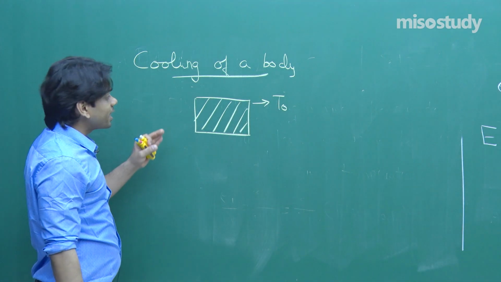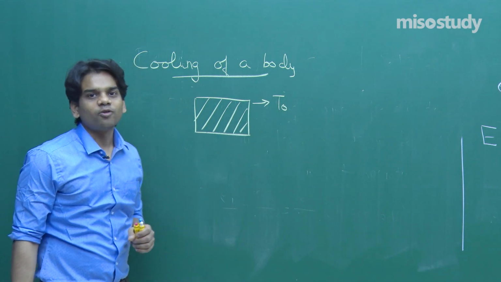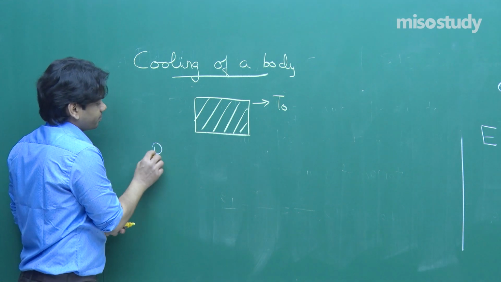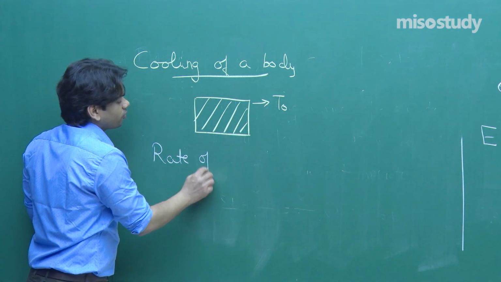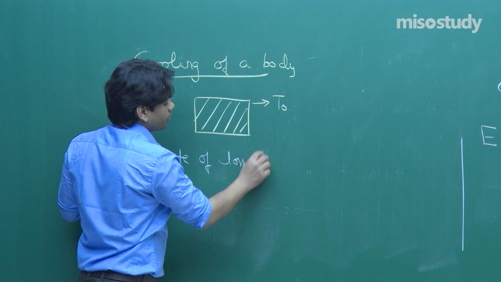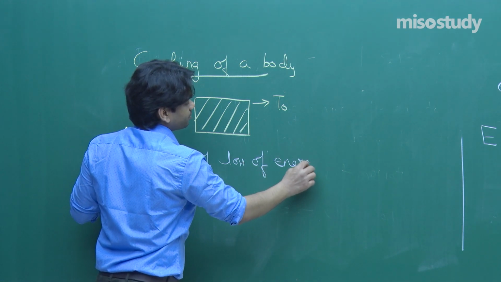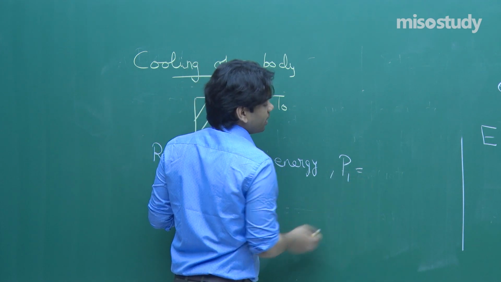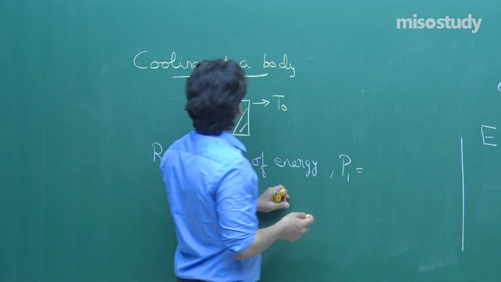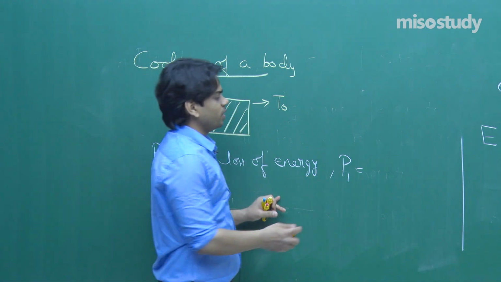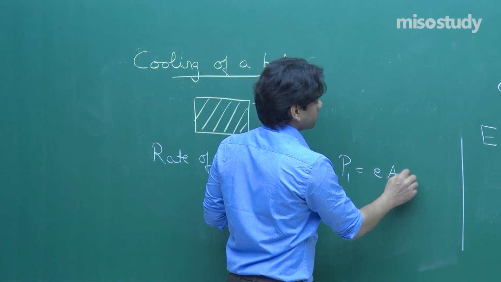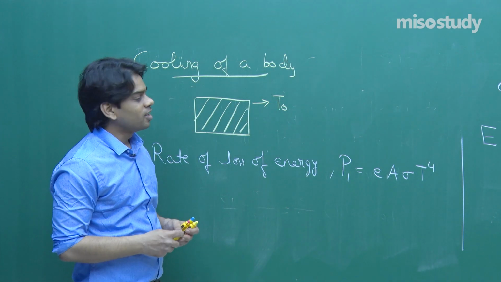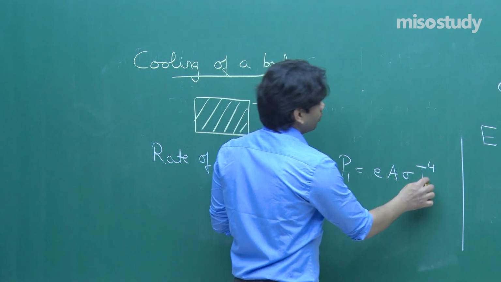So what is going to happen? Radiations are going to be radiated from this body. The rate of loss of energy by the body, we know that is given as P1, that will be E A sigma T naught to the power 4. Let's go with any body we have taken. We know this. This is the rate at which it is going to lose the heat energy.